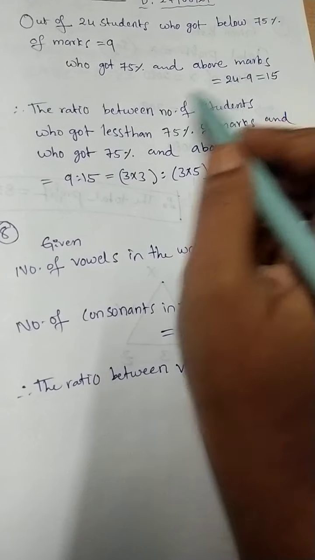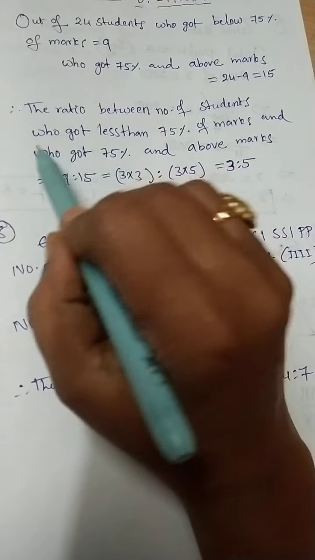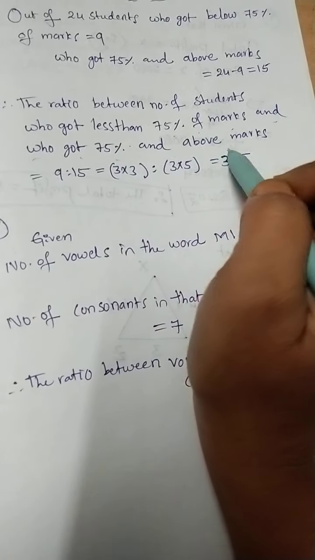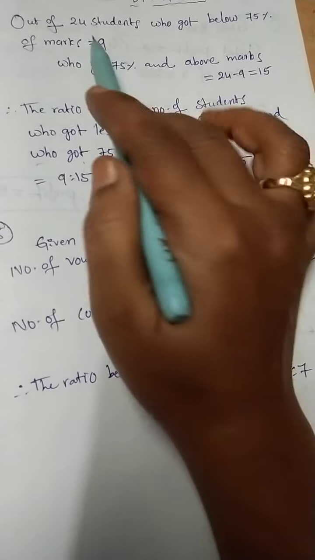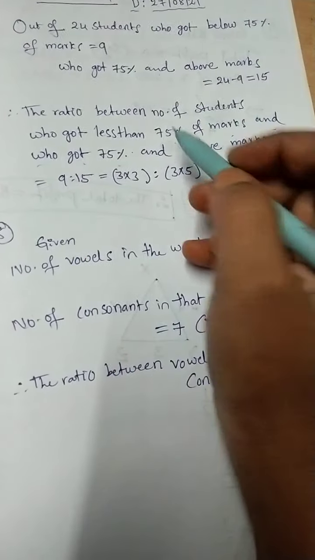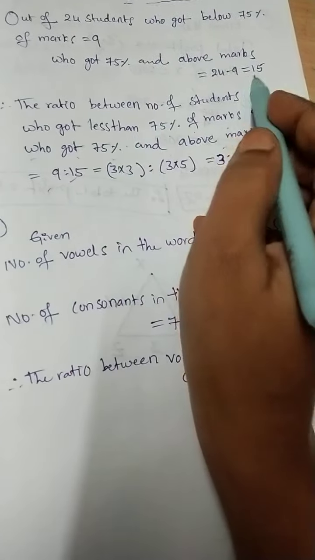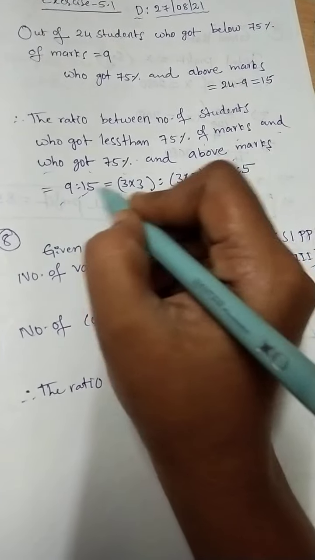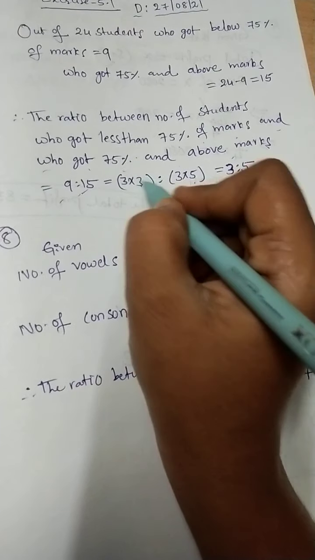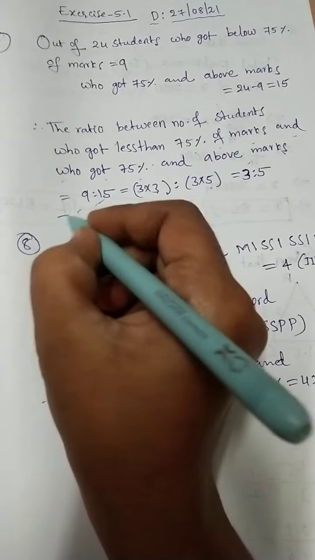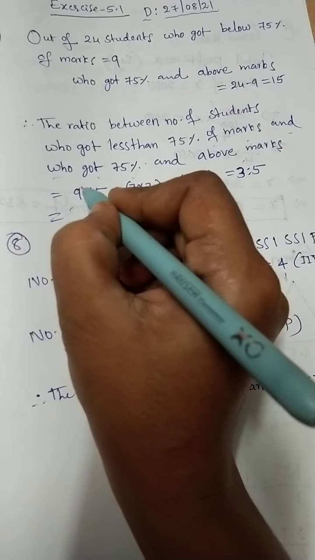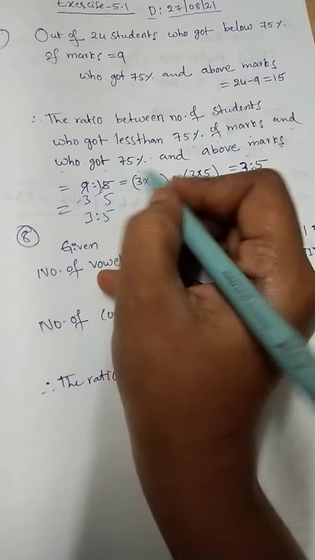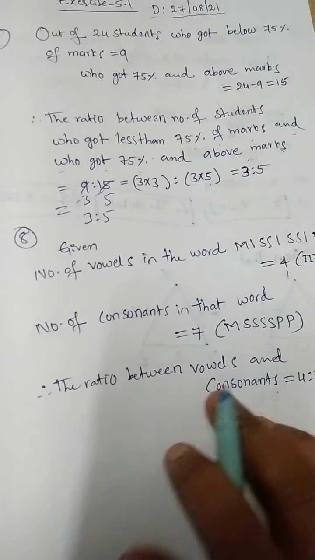24 minus 9 is 15. The ratio between the number of students who got less than 75% and those who got 75% and above: who got below 75 is 9, so 9 is to 15. Now 9 we can write as 3 into 3, and 15 as 3 into 5. So 3 will cancel, and we get 3 is to 5. Otherwise, you can directly do the cancellation with the 3 table: 3 threes are 9, 3 fives are 15. So 3 is to 5 directly also we can get.